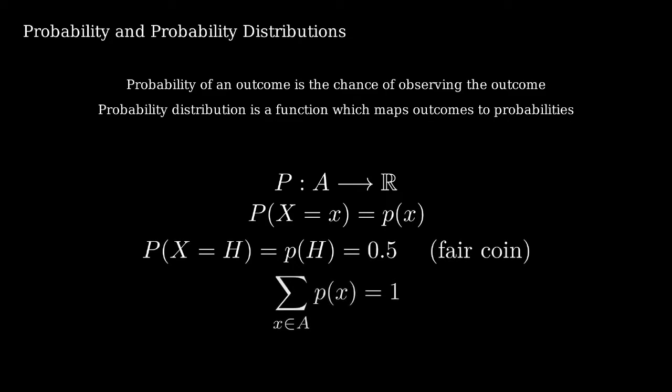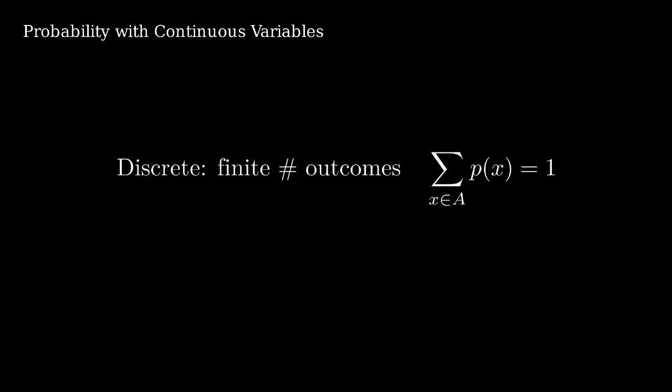All probability values are defined such that they are between 0 and 1, and when you sum the probabilities of all possible outcomes, you get 1. In our coin flip case, assuming we can only flip heads or tails, probability of heads plus the probability of tails is 1. When working with discrete values, we saw that the sum of probabilities over all of the finite number of outcomes was 1.